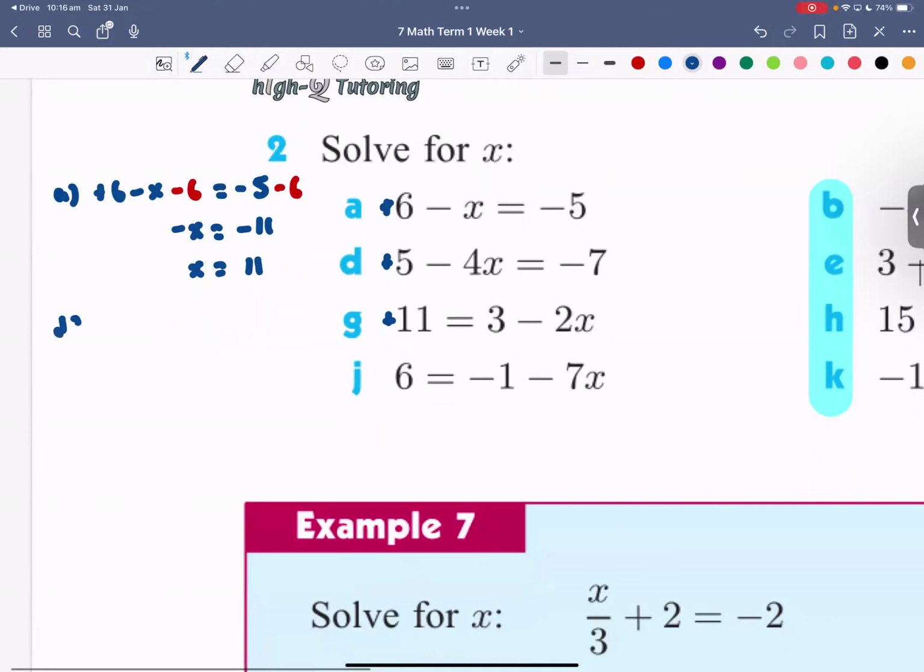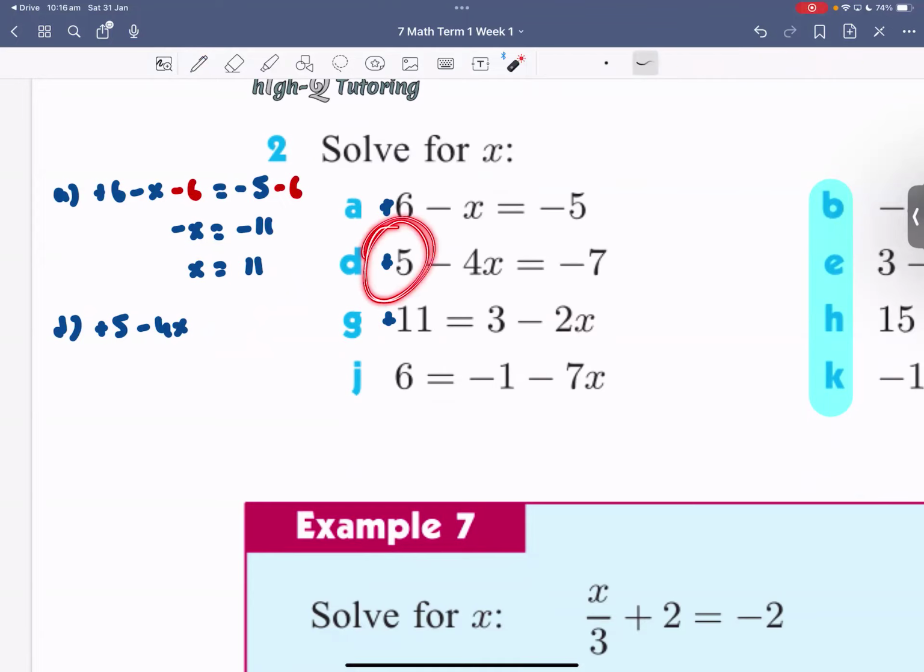D. Plus 5, take 4x, is -7. How do I get rid of this plus 5? Because remember, I'm trying to isolate the x. We're undressing the x, so we need to get the x by itself. How do I get rid of that plus 5? -5. And since I did -5 to that side, I have to do -5 to the other side.